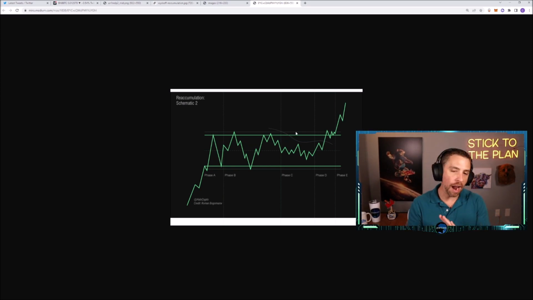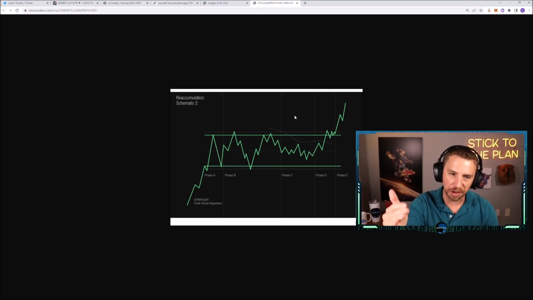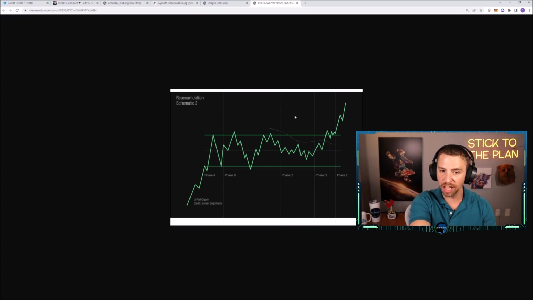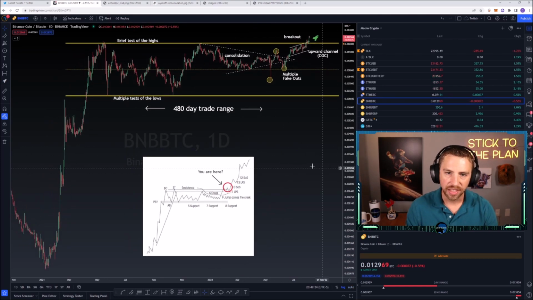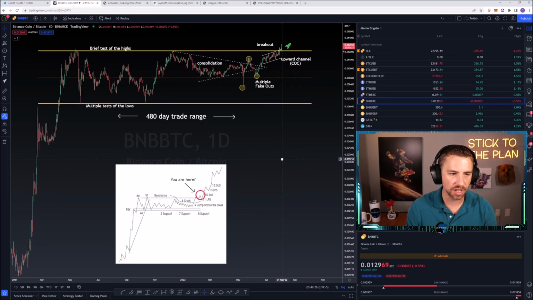So now, why are we talking about this? Why am I leading off with this? Jack, don't you always start with Bitcoin? I do, but Bitcoin is just kind of boring sideways. So I thought I'd spice it up a little bit and go over an active trade setup for this reaccumulation, everything we just went over. Let's look at it live. It's BNB on the Bitcoin pair. Now, this is a schematic.